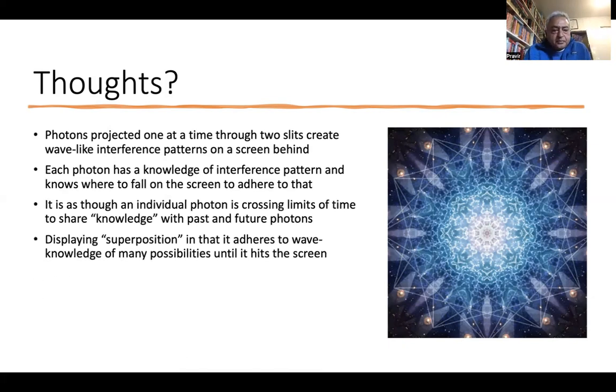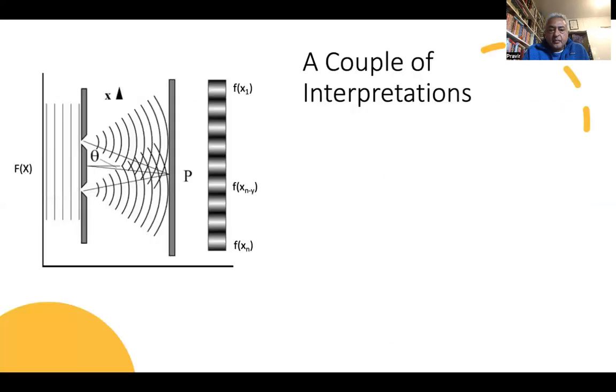In doing so, it's displaying superposition, in that it adheres to wave knowledge of many possibilities until it hits the screen. And also there's an implicit phenomenon of entanglement, because all the photons are connected to one another in this experiment. So let's step back and look at a couple of interpretations.